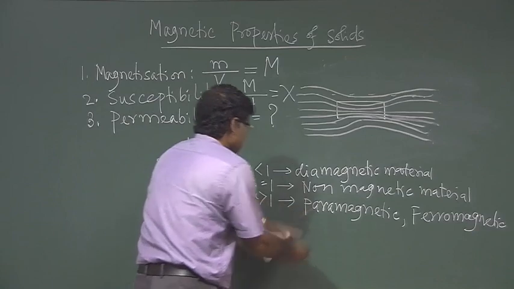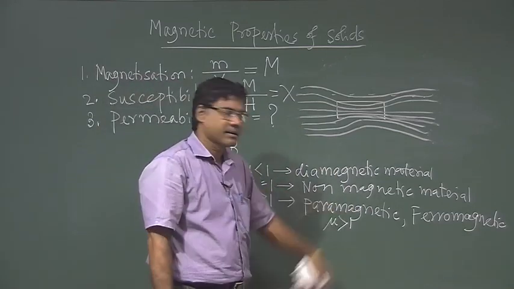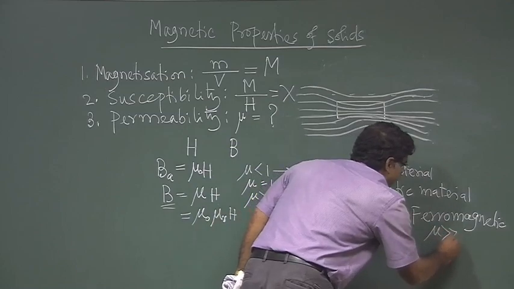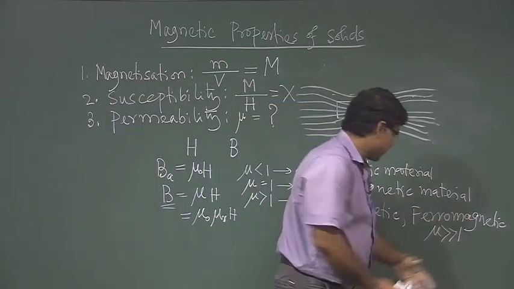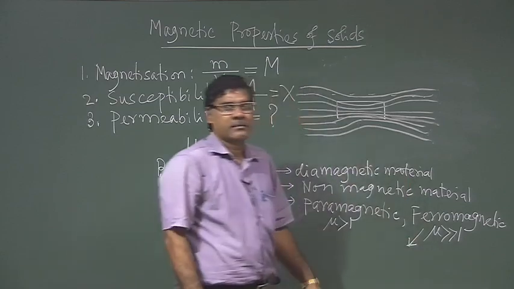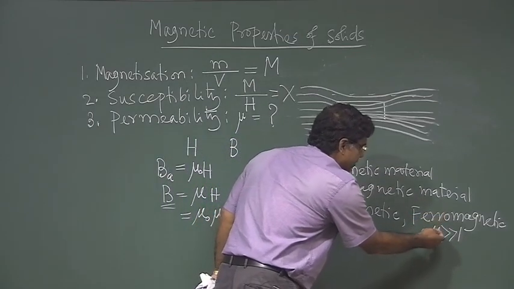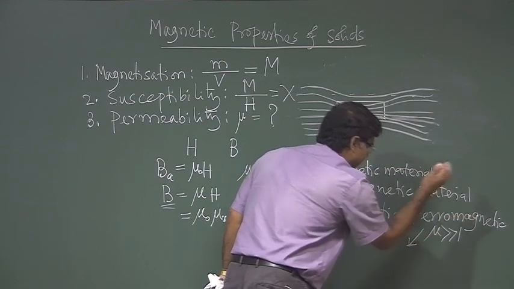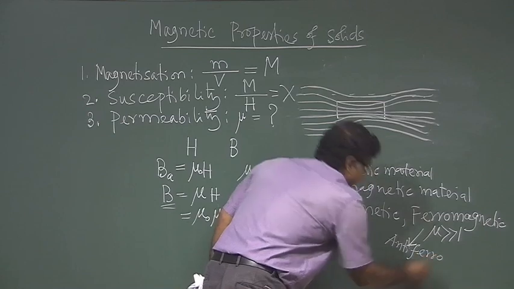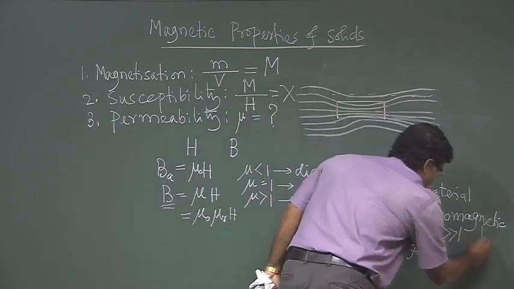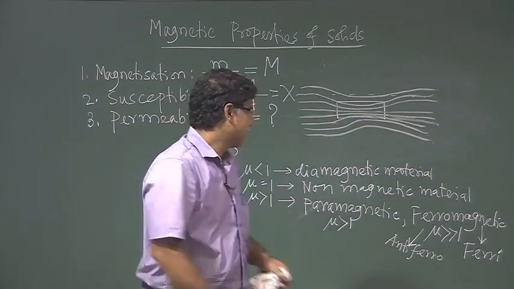Right. Now, if mu is just slightly greater than 1, then it is paramagnetic. If mu is very much greater than 1, then it is ferromagnetic, right. And now, in ferromagnetic there are other types of magnetic material. So, that is when mu is very much greater than 1. So, it can be ferromagnetic, or it can be antiferromagnetic, or it can be ferrimagnetic. Okay. So, that will be explained.